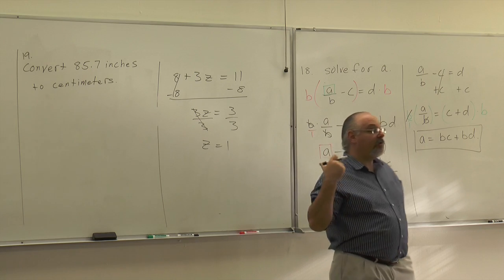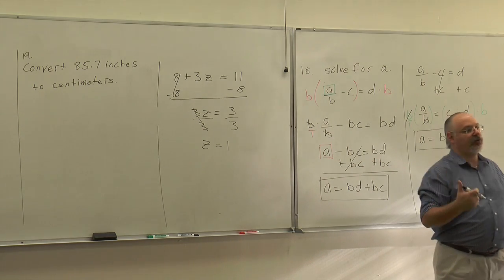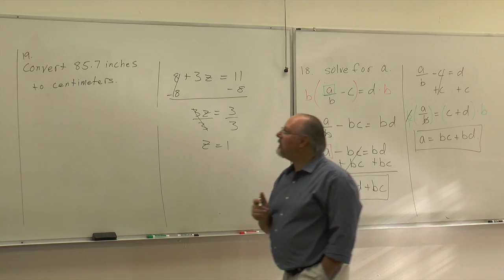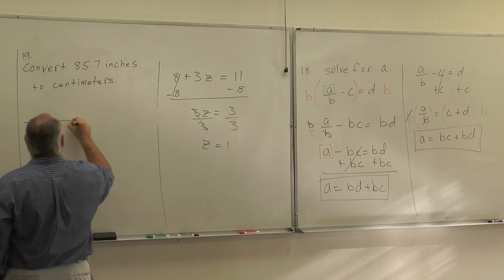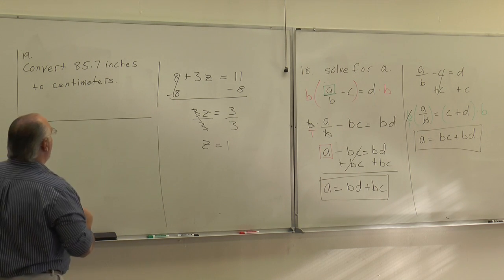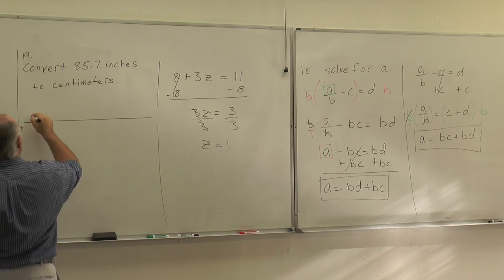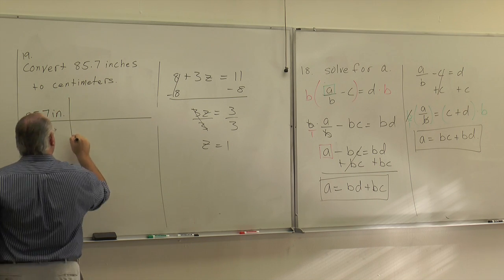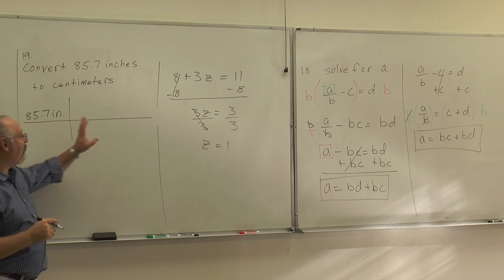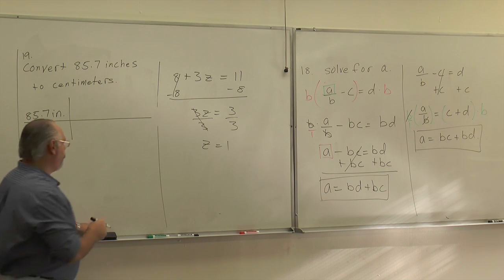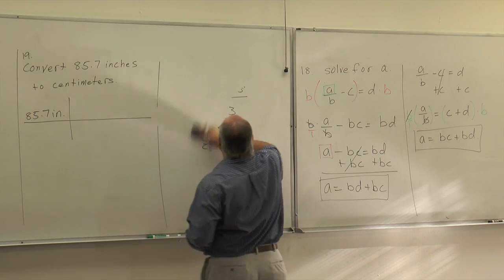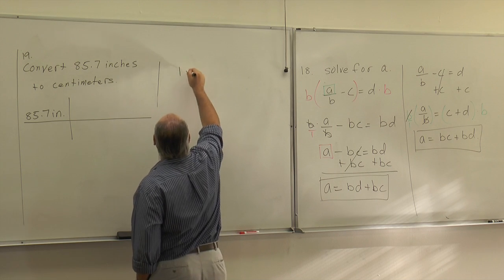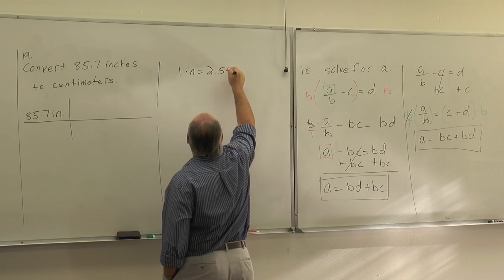The best way I learned to do this was how I learned it in high school chemistry, using something called dimensional analysis. All right? So here's how I do it. I write a line. And I start with what I'm given, which is 85.7 inches. And I draw a line. And I'm going to think of these as fractions. Okay? So we're given the conversion in the problem that 1 inch is 2.54 centimeters.